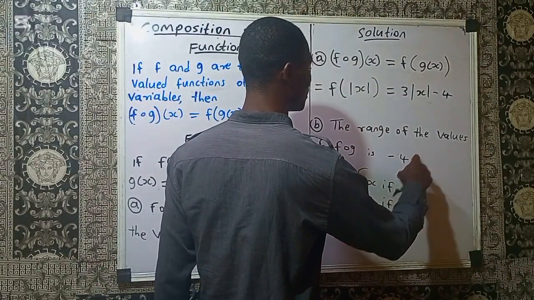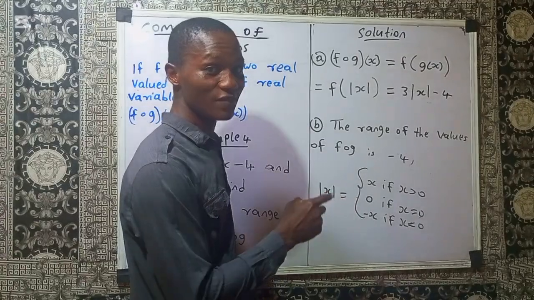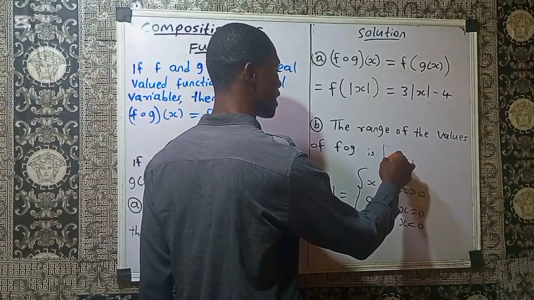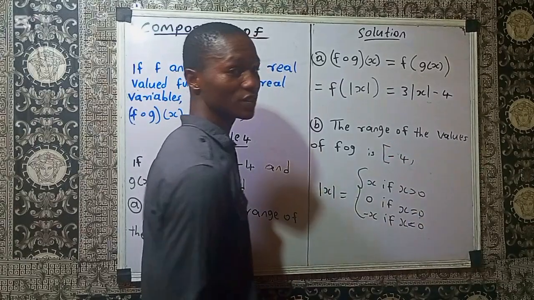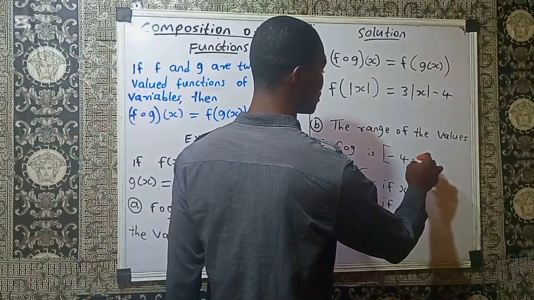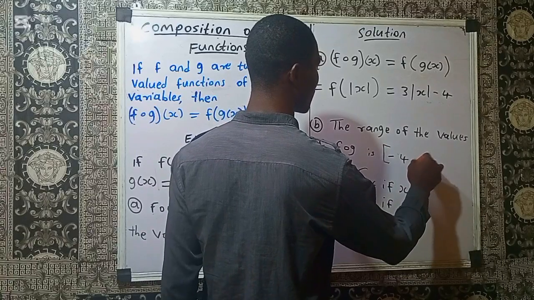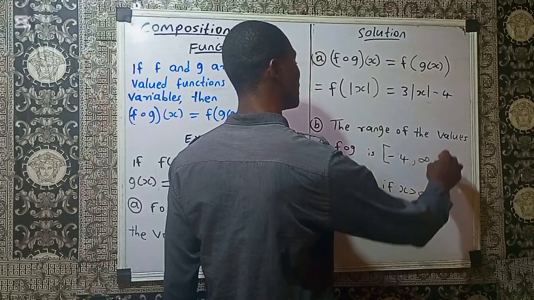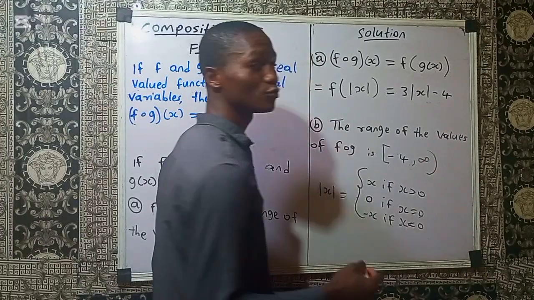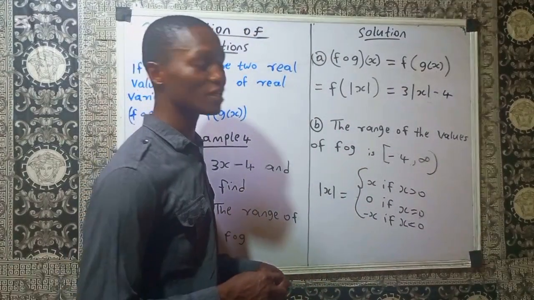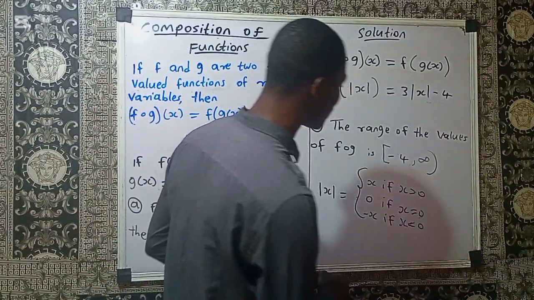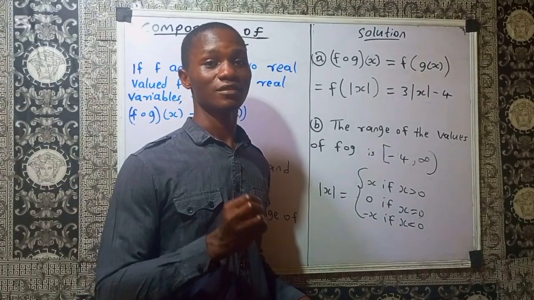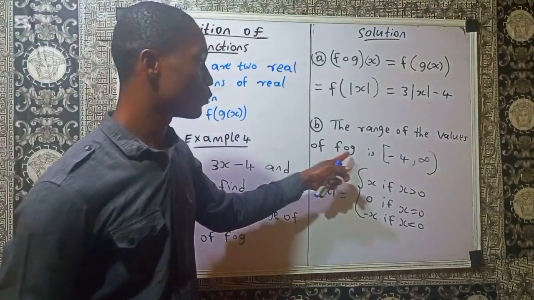So the smallest value is minus 4, and because minus 4 is the starting smallest value of it, I'll use a closed bracket at minus 4. Then I will do a comma. Then the other one, since it goes to positive infinity, I'll put positive infinity. Then at positive infinity, I'll use an open bracket, because infinity is not a real number. These are the range of values of this f composition g.